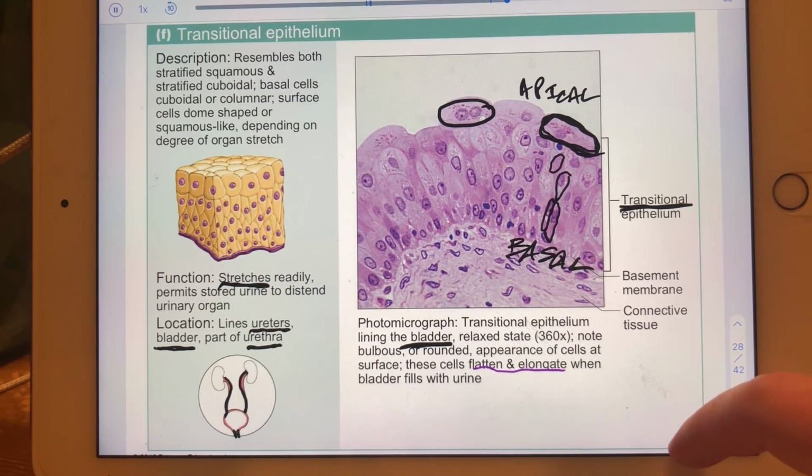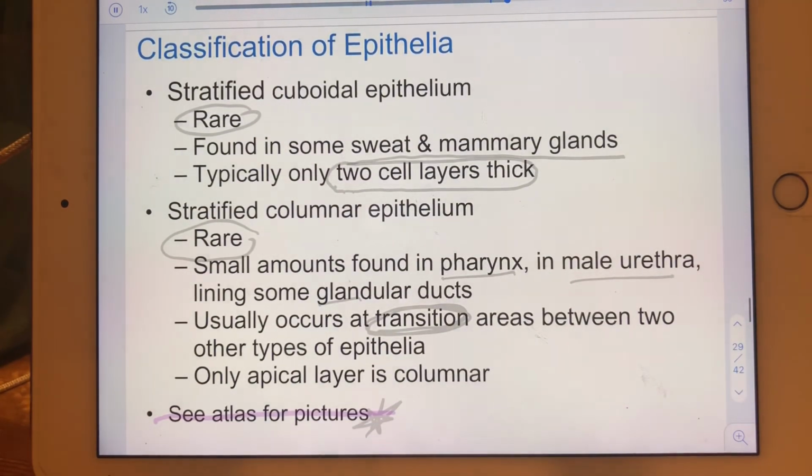Now, we do in the human body feature also stratified cuboidal and stratified columnar epithelia. However, they are very rare, which means I'm not going to ask you to be able to recognize them through a microscope or even in a photograph, okay? Just know that we do feature them, and that stratified cuboidal epithelium is featured in some of our glands, and it's stratified based on a really thin line. It's 2 cell layers thick rather than 1. Okay, so technically stratified, but still quite thin.